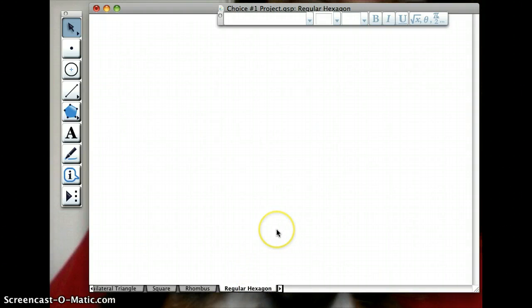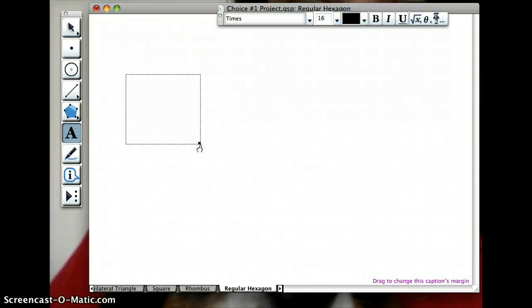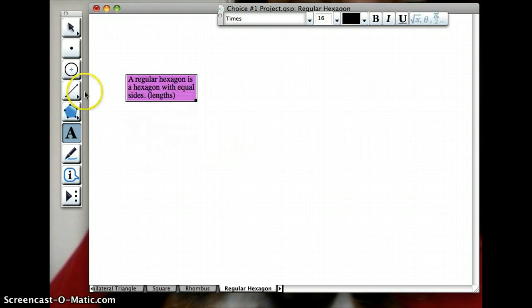Next. So this one should be fun. As you all know, a hexagon is a shape with 6 sides, but a regular hexagon, like we've said before, is a regular, and I'm sure you are all screaming at the computer, I know, but math is fun, so here we go. Is a hexagon with equal sides. And I should say lengths would probably be a better word, but anyway.